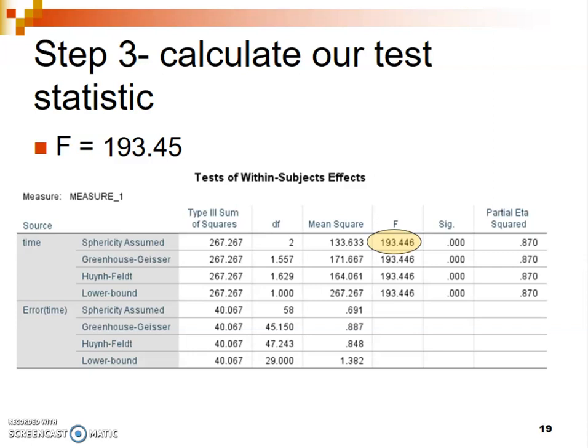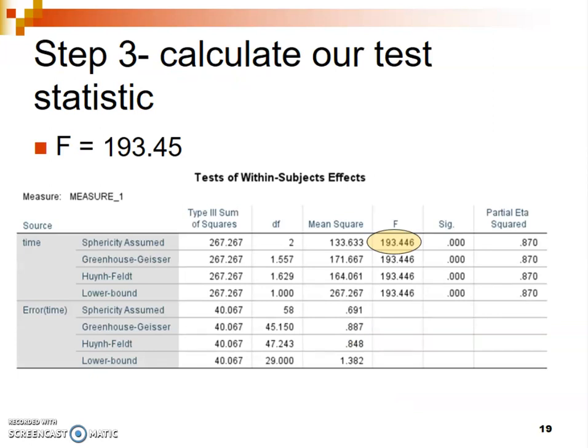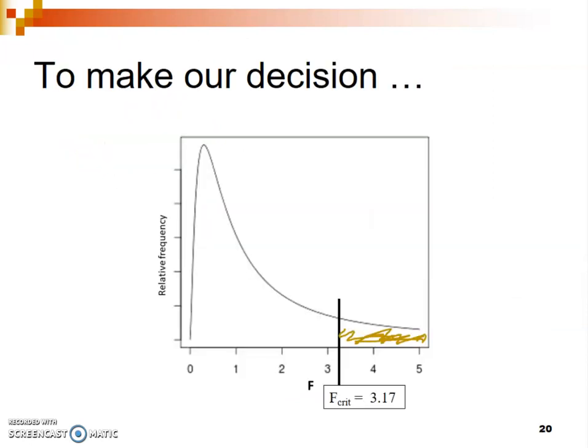So that's all you need to do for step 3, just report that value. The same rules still apply when we're making our decision in our hypothesis test. To make our decision, we always take the obtained F value we just calculated in step 3 and see where it falls within the distribution we set up in step 2. Here's our distribution from step 2.